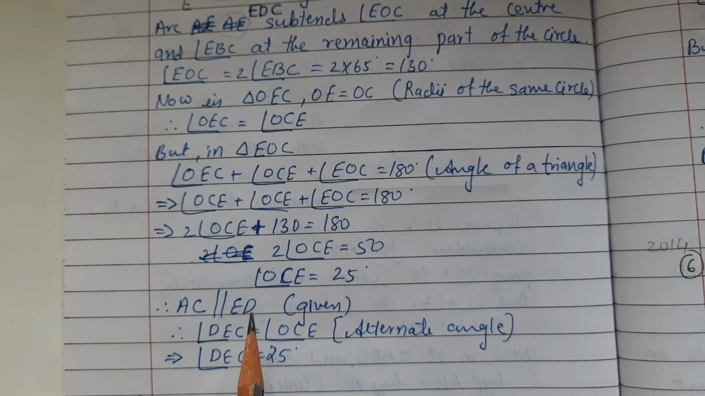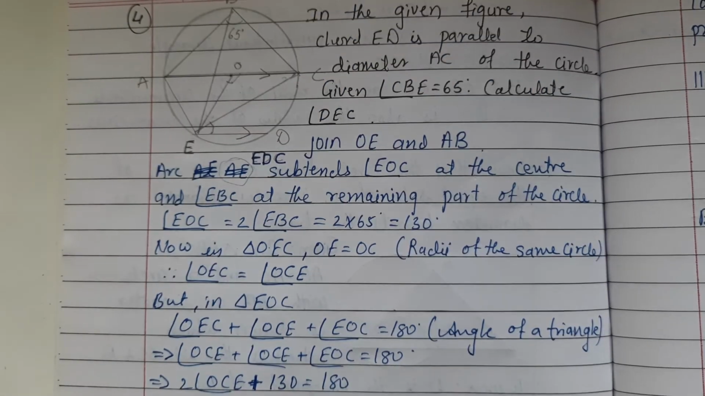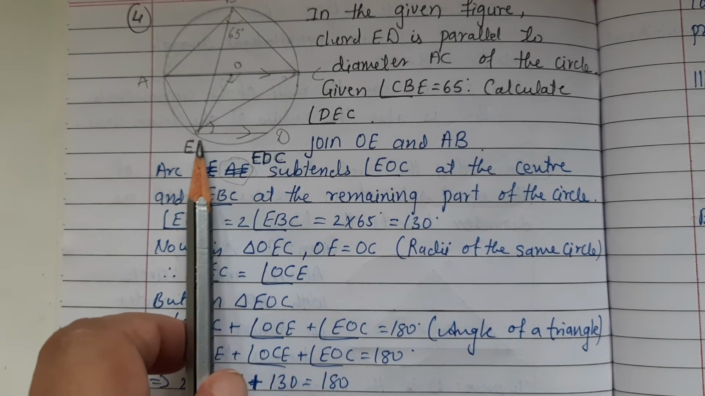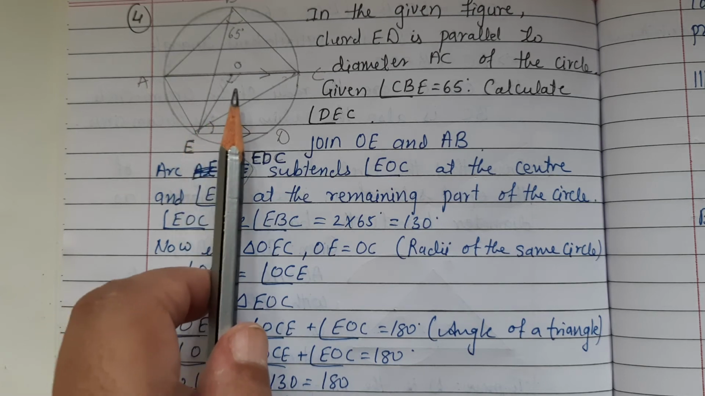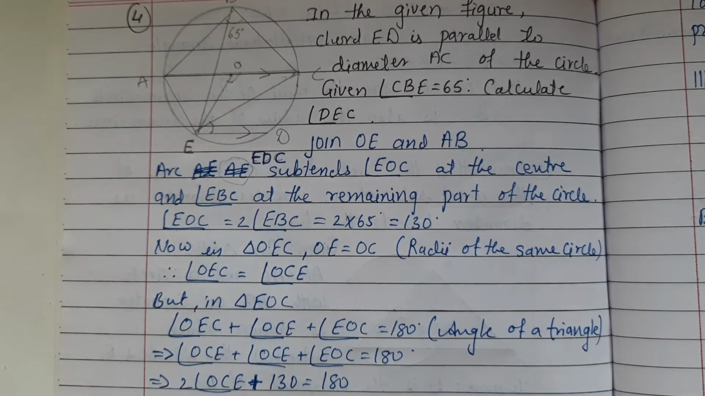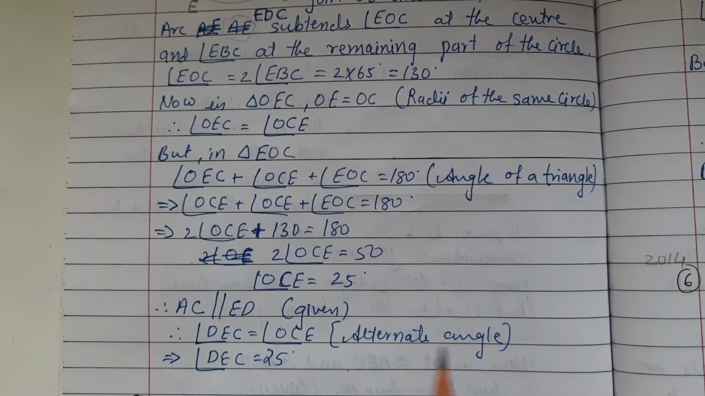AC is parallel to ED. Therefore, angle DEC is equal to angle OCE. Therefore, both are 25 degrees. Alternate angles, therefore angle DEC equal to 25 degrees.